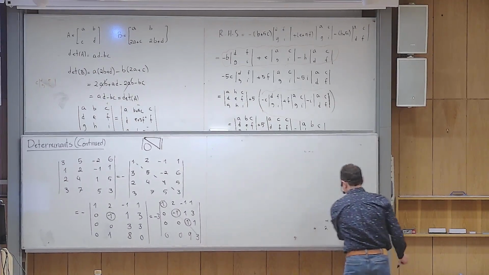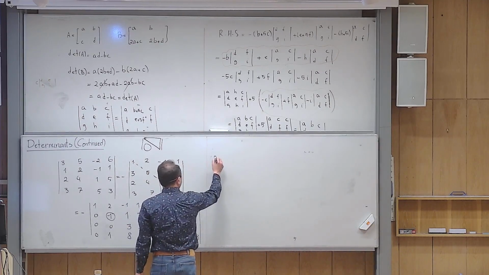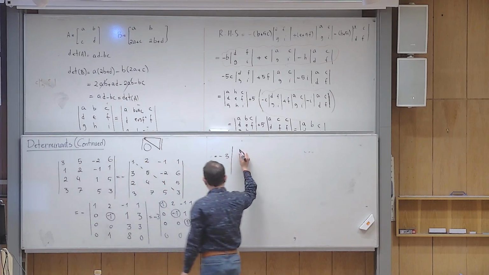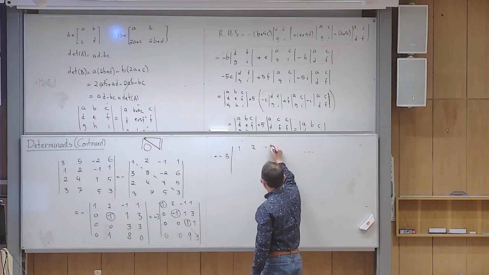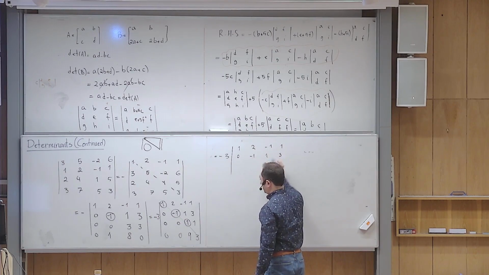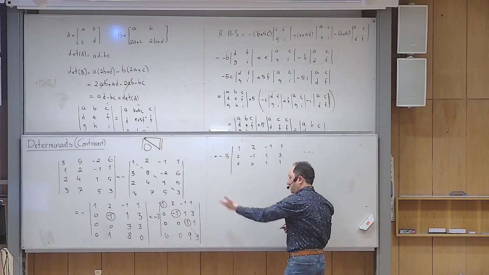So what happens now? Remember, I have a minus 3 outside my determinant, so I have to copy. I copy and paste the first 3 rows: 1, 2, minus 1, 1; 0, minus 1, 1, 3; and then 0, 0, 1, and 1. And as you said, I multiply this by minus 9 in my head and add it here.